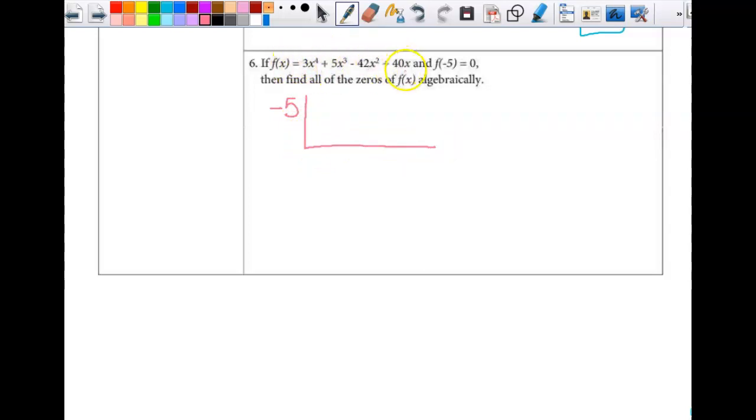My coefficients that I put in here, I have a 3, a 5, a negative 42, a 40, and then a 0. Because remember, you have to have a placeholder for all of them. This is a 4th degree, which means there has to be 5 numbers in here. I'm missing that constant term. So that's why I had to put a placeholder for the 0. Okay, and then my remainder is 0. So let's go ahead and do this.